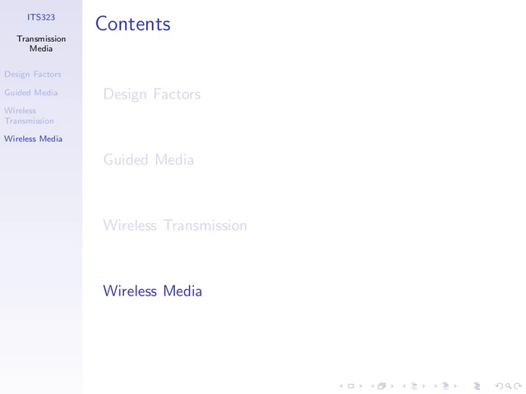So we've spoken about, or we went through, 3 examples of wired or guided media: twisted pair, coaxial cable, optical fibre. We've also spoken about characteristics of wireless transmission.